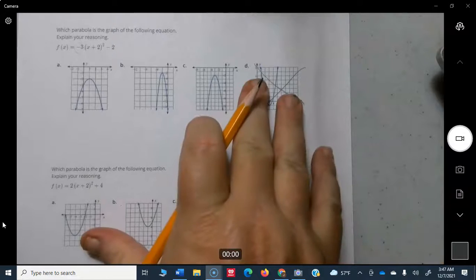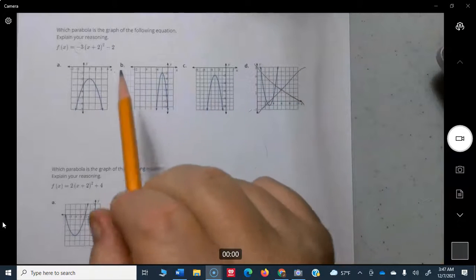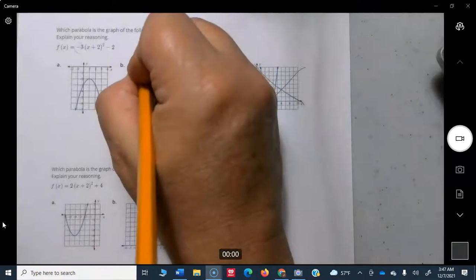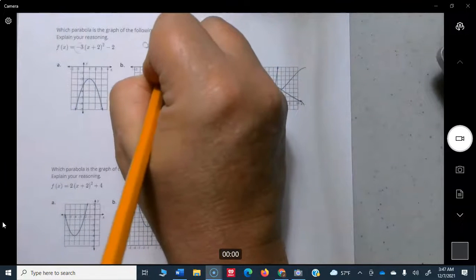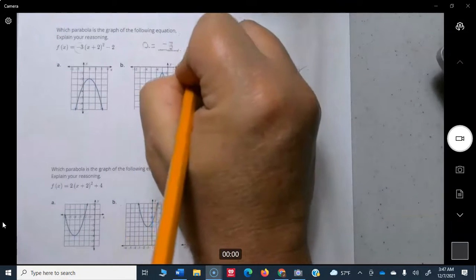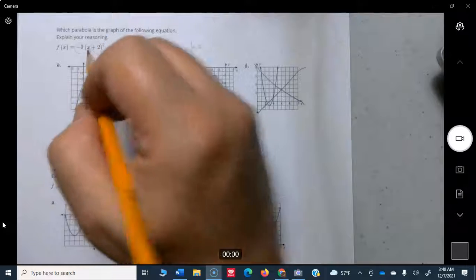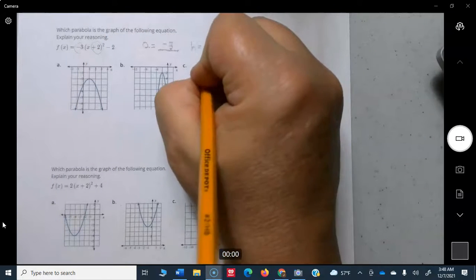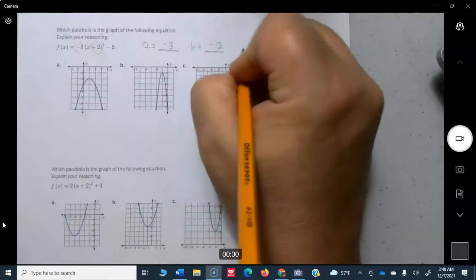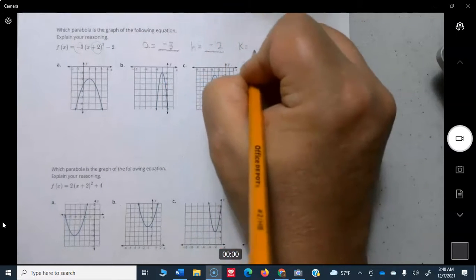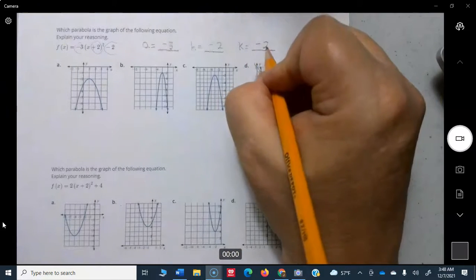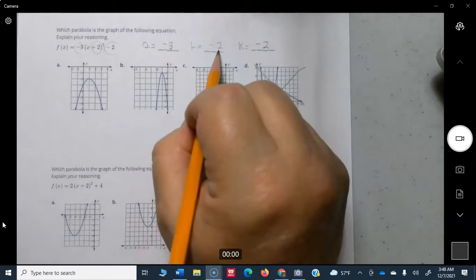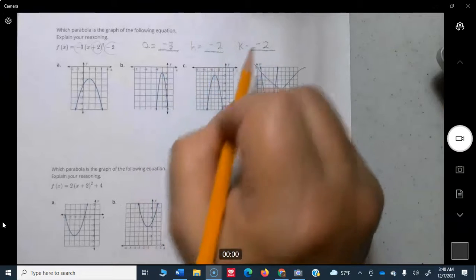Okay, let's see what else. Let's go ahead and write the A, which is -3. The H is the opposite of this +2, so it's -2. And the K is -2, exactly what you see there. So H and K, or the coordinates, are -2, -2.